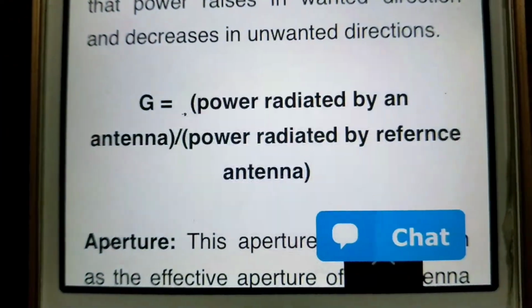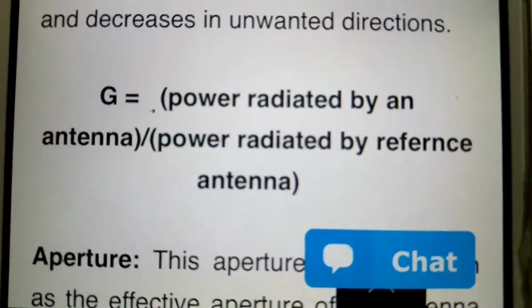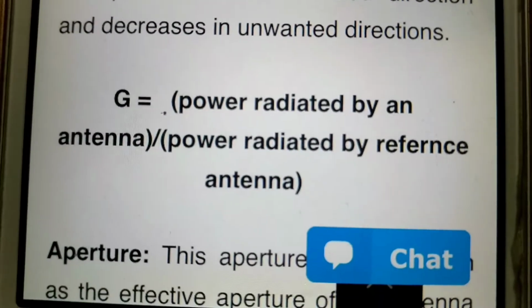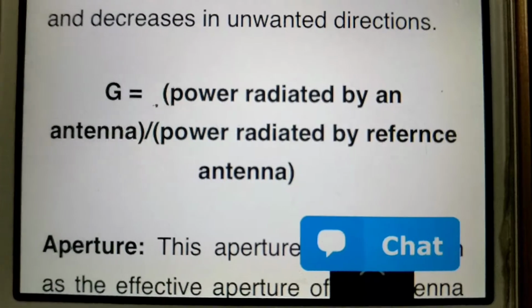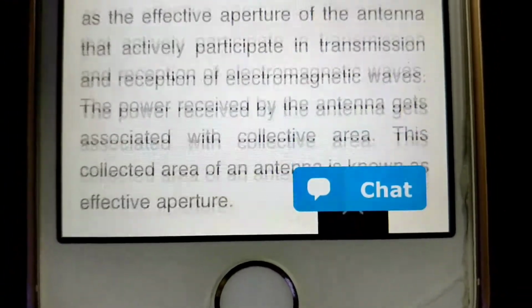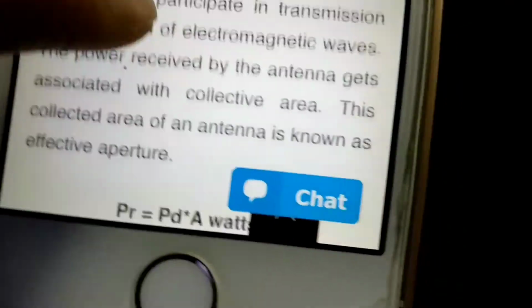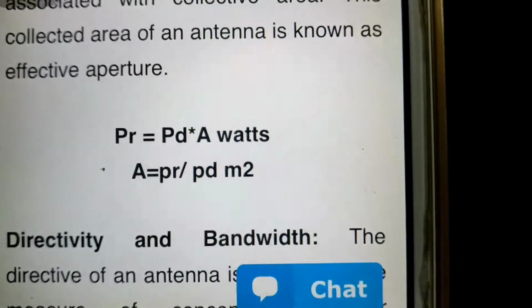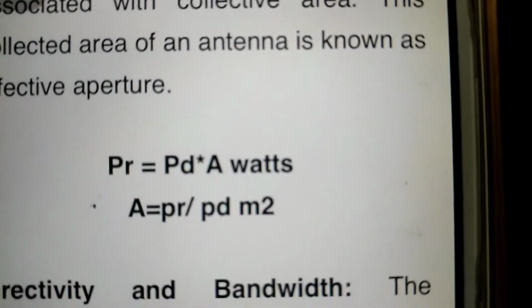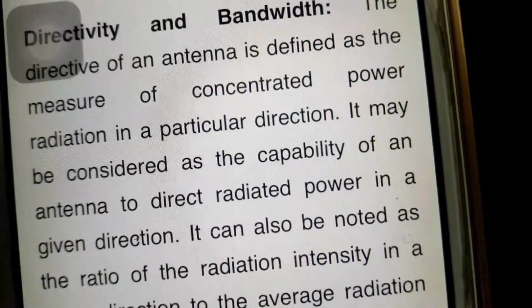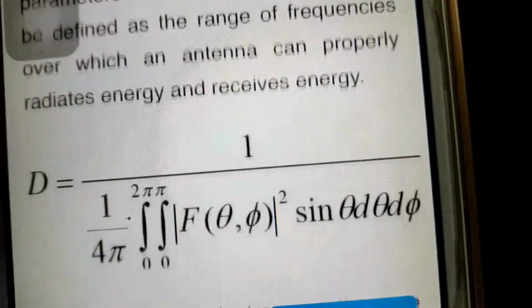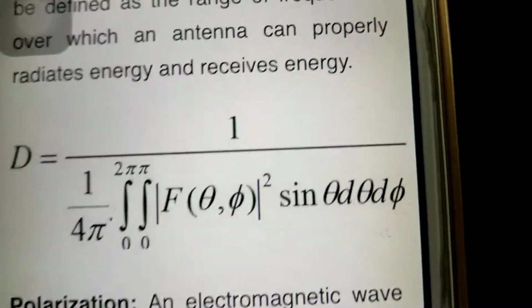The basic equation of an antenna gain is given by G is equal to the power radiated by an antenna upon the power radiated by a reference antenna. The aperture is also known as the effective aperture of the antenna. This is the equation for the aperture. The directivity and the bandwidth. This is the basic equation for the directivity.